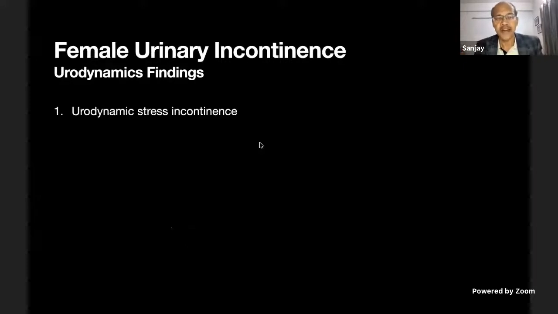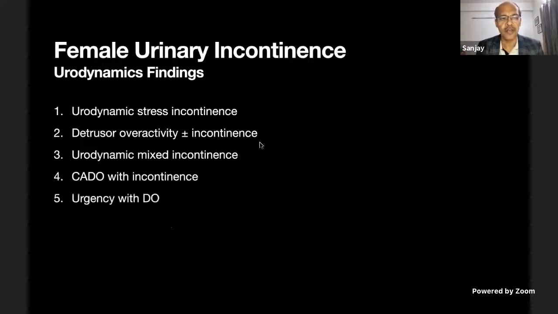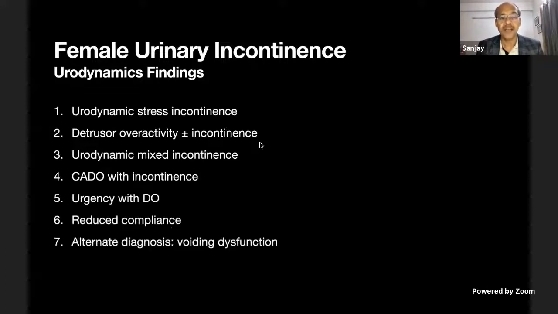So what are the potential findings that you could get when you do urodynamics in a patient with refractory urinary incontinence? You could get urodynamic stress incontinence, detrusor overactivity with or without incontinence. You could get urodynamic mixed incontinence. You could get cough-associated detrusor overactivity with incontinence, urgency with detrusor overactivity, reduced compliance, alternate diagnosis like voiding dysfunction, and normal. So you could have a patient who has overactive bladder wet, where the patient has normal findings, and that doesn't exclude a diagnosis of OAB wet.